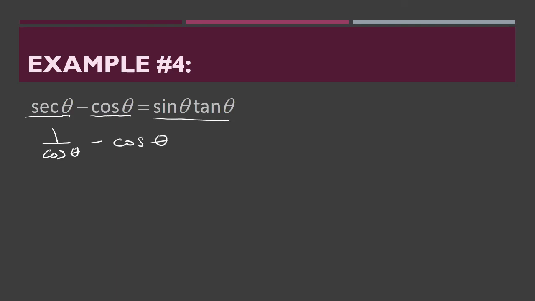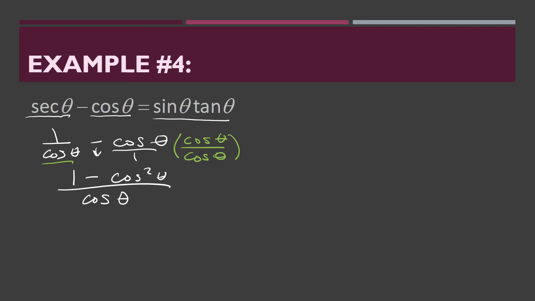And now I do have a fraction minus a non-fraction, but I can combine those by finding a common denominator. My common denominator here is cosine theta. I have a cosine theta in my first fraction, so it's all good there. In my second fraction, I need a cosine theta in my denominator. In order to keep values equivalent, I'm going to multiply by the wacky form of 1. So this leads me to my numerator, which is now going to be 1. Bring down the minus sign. Cosine theta times cosine theta is cosine squared theta.